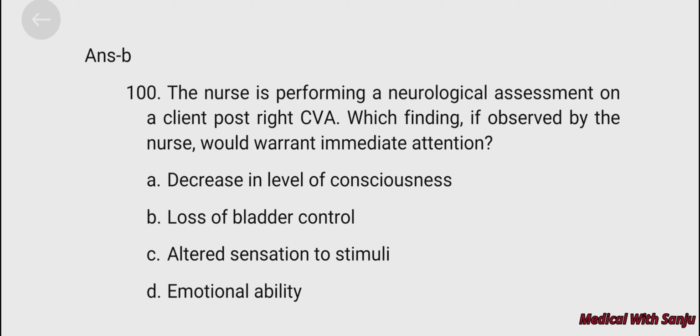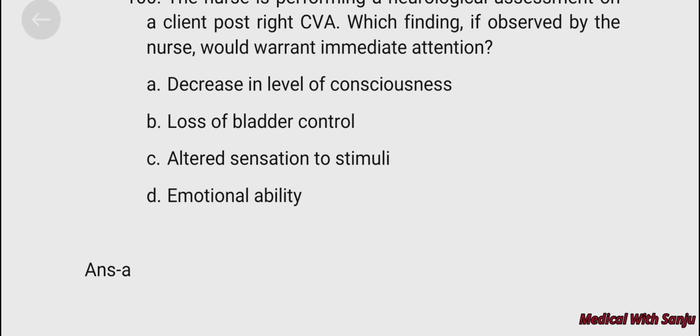Question number 100. The nurse is performing a neurological assessment on a client post right CVA. Which finding, if observed by the nurse, would warrant immediate attention? Option A, decrease in level of consciousness. Option B, loss of bladder control. Option C, altered sensations to stimuli. And option D, emotional lability. Option A. Further decrease in the level of consciousness would be indicative of a further progression of the CVA.